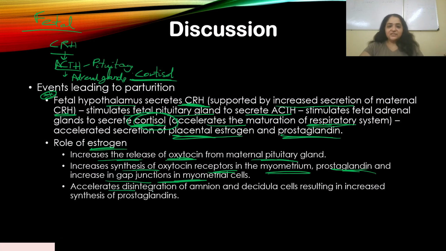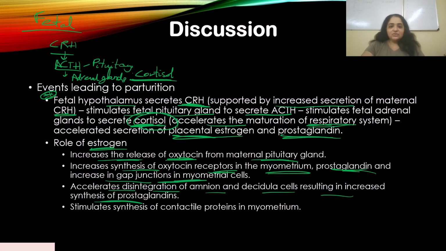Now it accelerates disintegration of amnion and decidual cells, resulting in increased synthesis of prostaglandins. So obviously prostaglandins are secreted with the help of estrogen. How? Through this disintegration of the amnion and the decidual cells. The amniotic cavity is there, the fetus is inside that. It allows for disintegration of these cells, and this results in increased synthesis of prostaglandins. It also stimulates synthesis of contractile proteins in the myometrium. We need more actin and myosin to participate in this contraction, so it also increases the synthesis of contractile proteins in the myometrium.